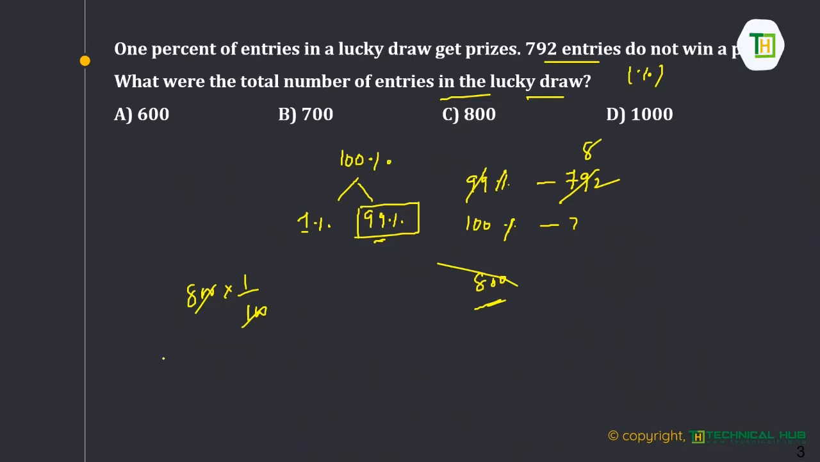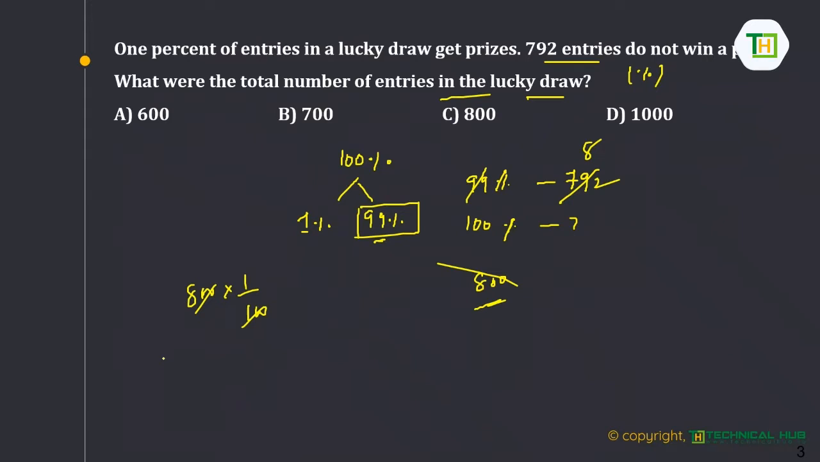Moving to the next question. Hope it's clear to everyone. It's a very simple question. The 99% value is given, and they're asking the 100% value. If we calculate the 1% value, then you will get the number of prizes.